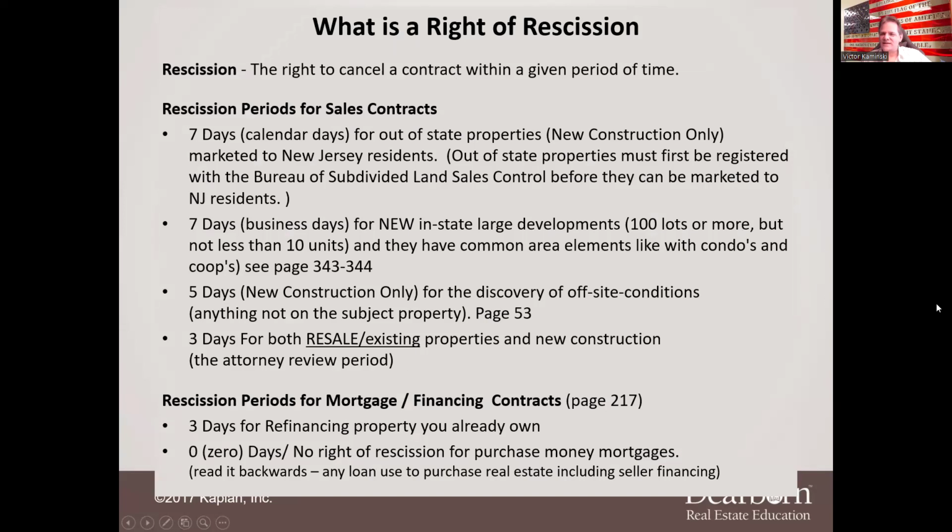This slide we've seen in a lot of different chapters with all our different rights of rescission. It's a right to cancel a contract within a given period. And for all the sales contracts, they all deal with new construction, except for the last one here, which is the 3-day attorney review, which deals with resale as well as new construction. There's that 3-day attorney review period right of rescission. You could back out of a contract and cancel it at any time while you're still in attorney review.